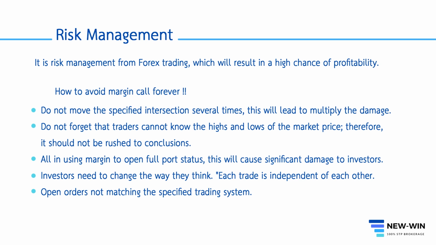Fourthly, there are buy signals but not daring to buy. This is due to the bias that when previous trading results came out, losses were consistent several times. Therefore, even if the buy signal is completed according to the system laid out, traders still don't open orders. Investors need to change the way they think. Each trade is independent of the others. Lastly, opening orders not matching the specified trading system. There is negligence in opening orders without waiting for them to match the system in place, which leads to a lot of losses.